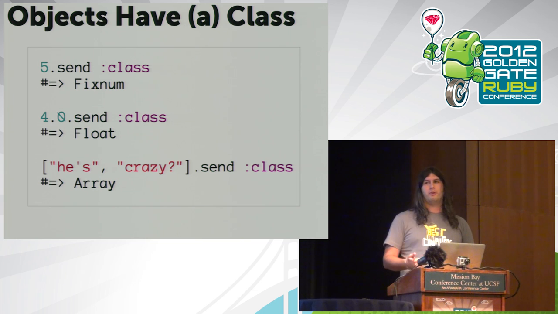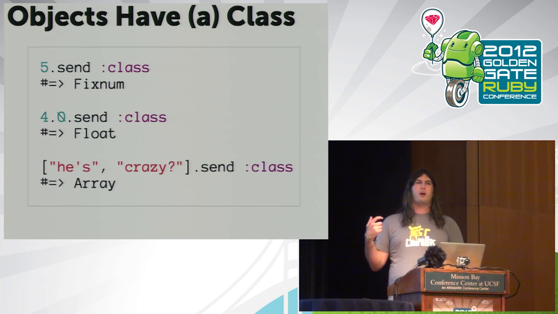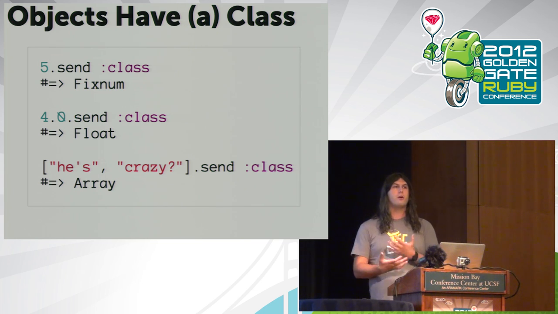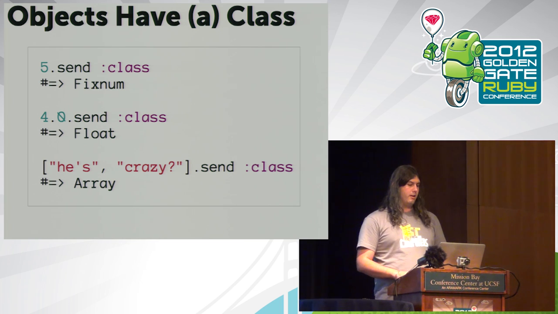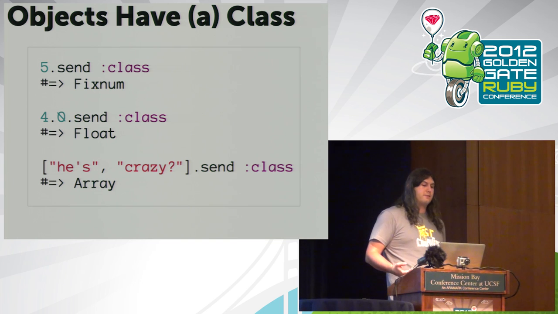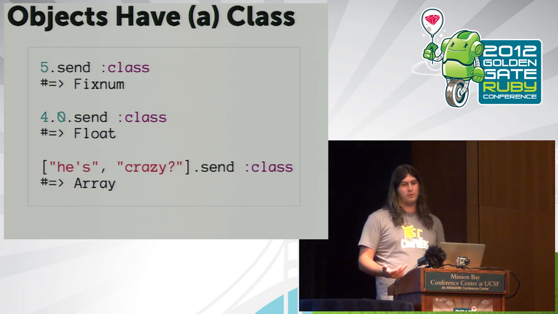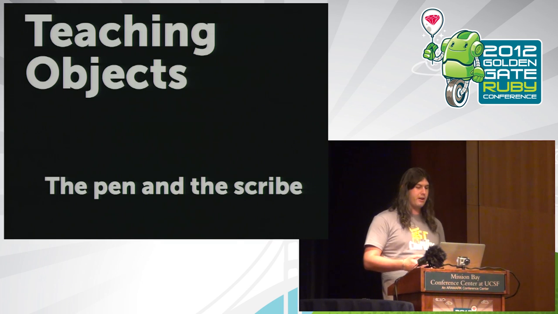It's really important that you emphasize this fact that objects and classes are one and the same, and classes are as dynamic as anything else in the system. So 5 has a Fixnum class, 4.0 is a Float, and the array containing "he's crazy", which I know half of you are thinking right now, is actually an Array.